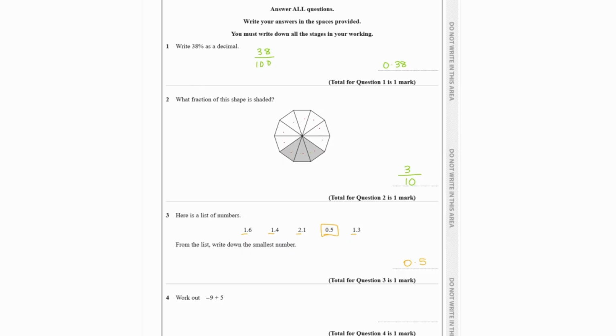Number 4, work out -9 plus 5. And -9 plus 5 gives us -4. So all of these questions, number 1 to 4, were all worth 1 mark each.